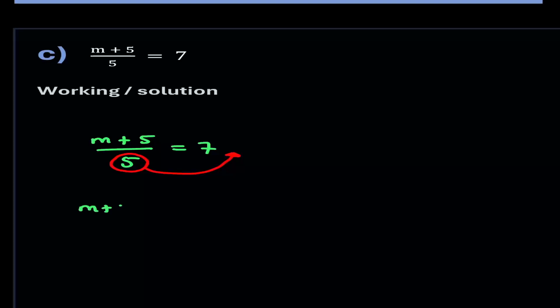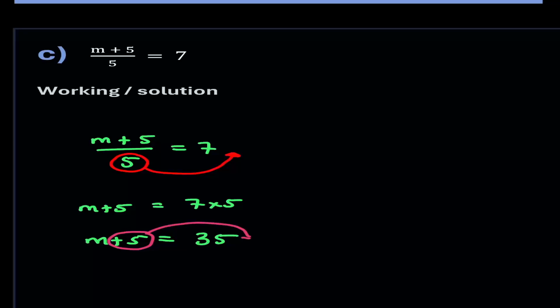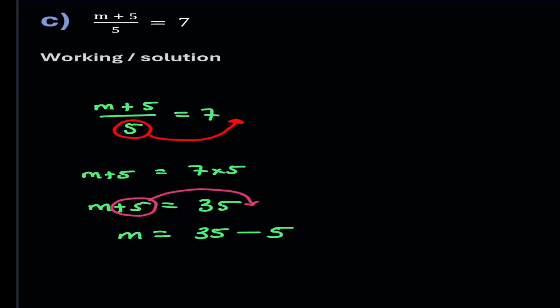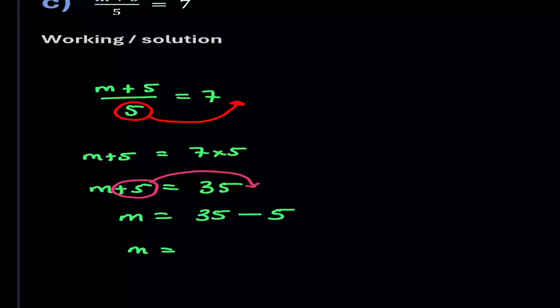So we're just left with m plus 5 on the left. So this part is what we're left with. And my right hand side becomes 7 multiplied by 5. And we can work that out. 7 multiplied by 5 is 35. And then we want to get rid of this positive 5, so that m is by itself. And so when you move positive, it becomes negative. So you get 35 take 5, which is nice and easy, 30. In this case, m is 30.